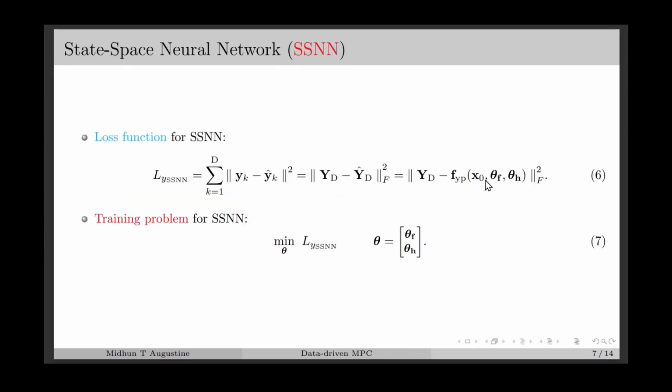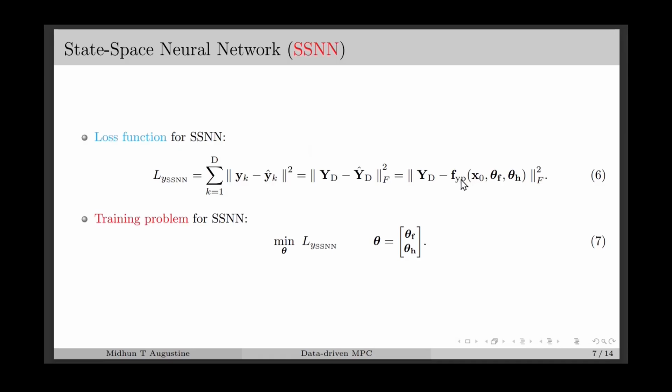In the case of SSNN, we define the loss function as a summation of the output prediction error across all the output samples. Here D is the number of training samples. And this we can compactly represent as the Frobenius norm of the output matrix minus its predicted value Y_D hat. And this Y_D hat can be represented using the prediction function f_yp.